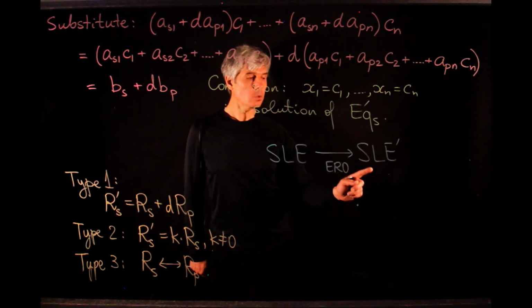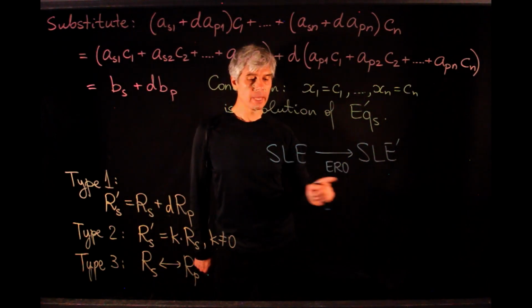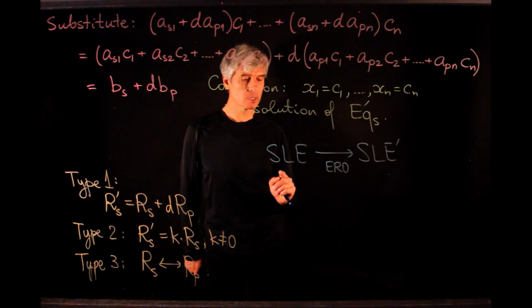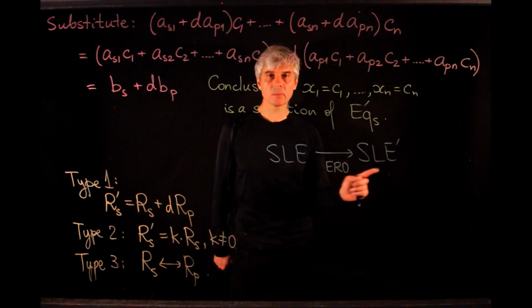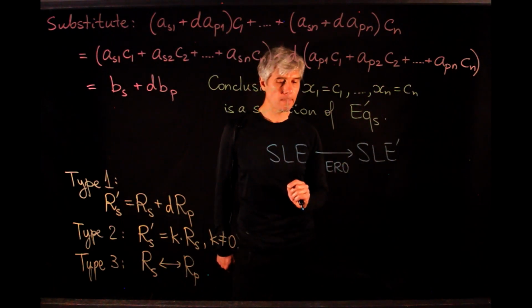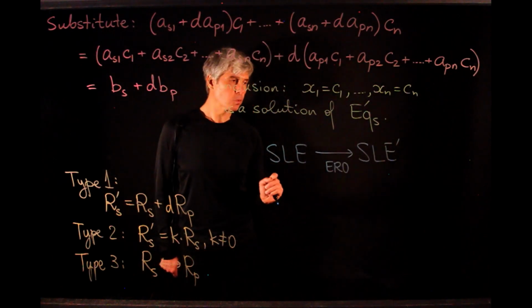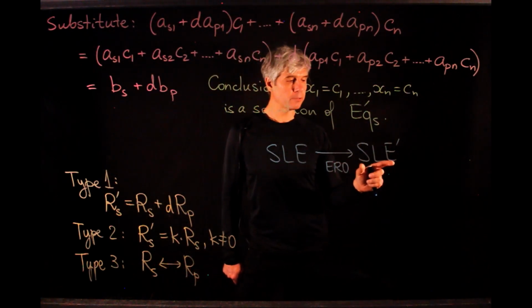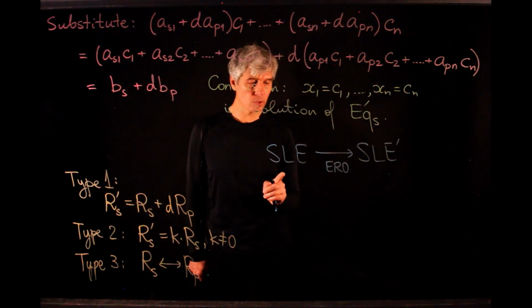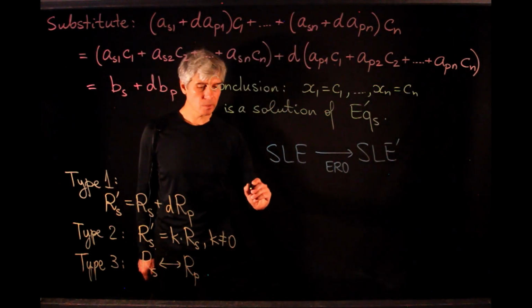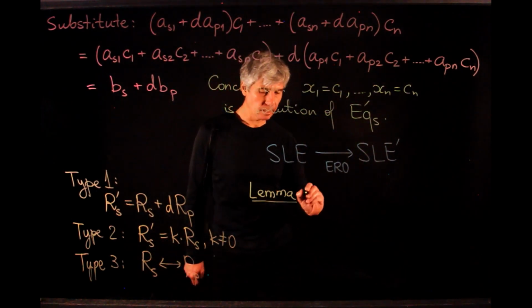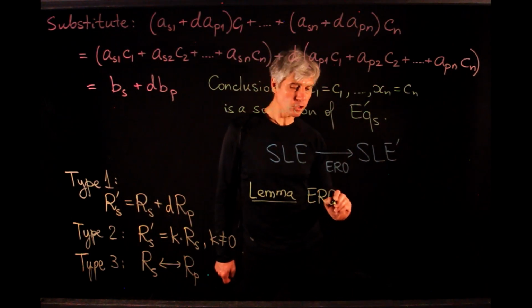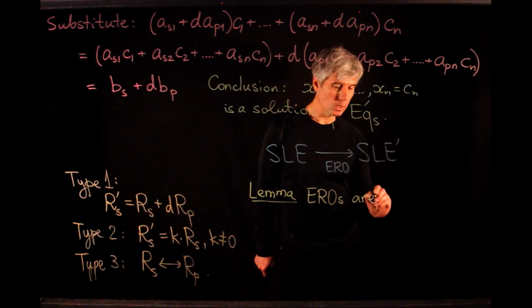Now, what we need to do is the opposite. We need to show that every solution of the new system is a solution of the old system of equations. If we show that, then we complete our proof, and we will show that these two systems have identical solution sets. Now, how can we prove that every solution of the new system is a solution of the old system? The trick that we're going to use for this is the second lemma, that elementary row operations are invertible.